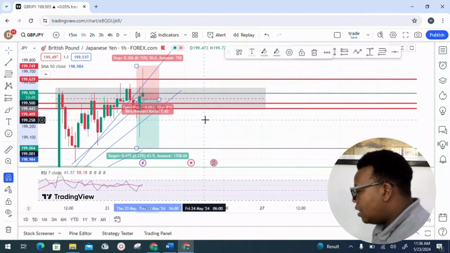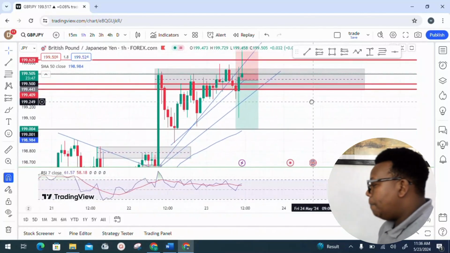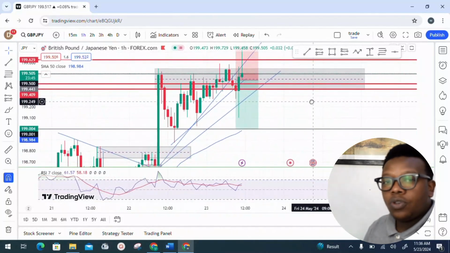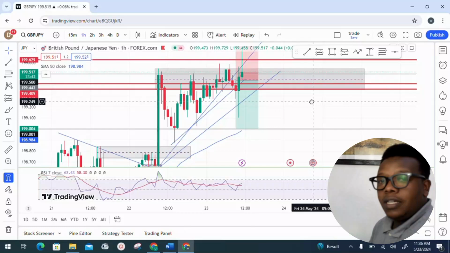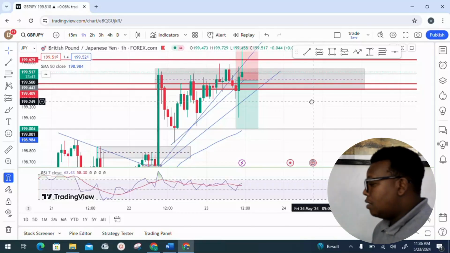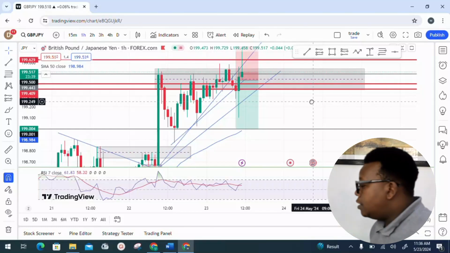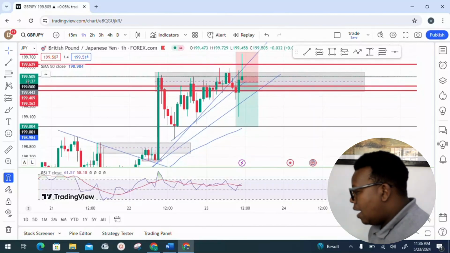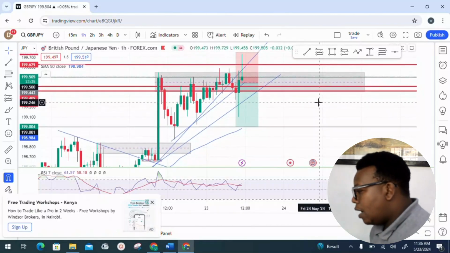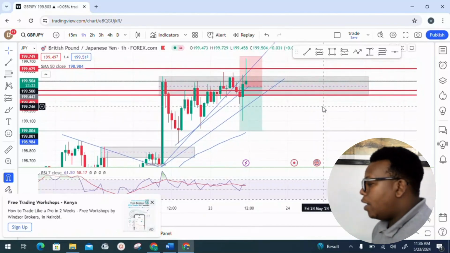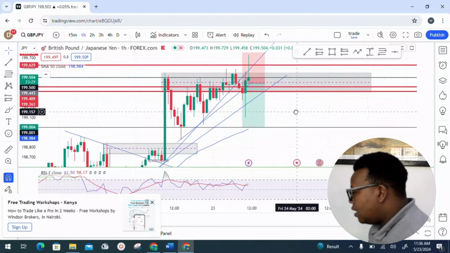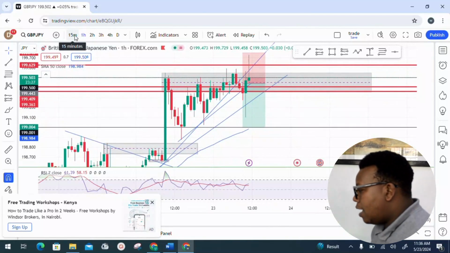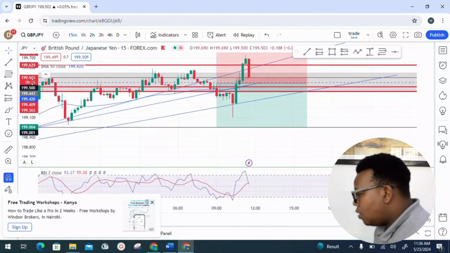Another important thing for you to know is that you need to always make sure you trade with the trend, unless otherwise, like in my case, I've been trading GBP JPY for a while, so I'm more conversant on when to change my position and when to just adjust how I trade. So first thing first, I took this trade in the morning. Let me just head to the 15 minutes so that you get to see.